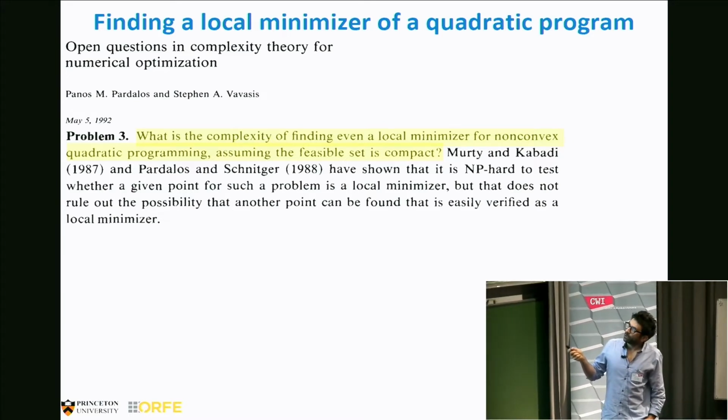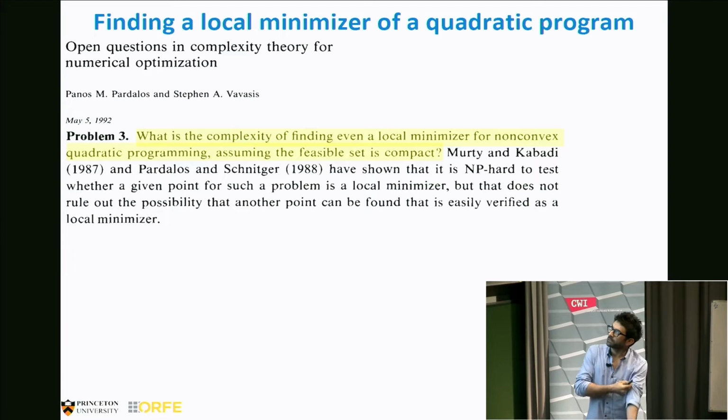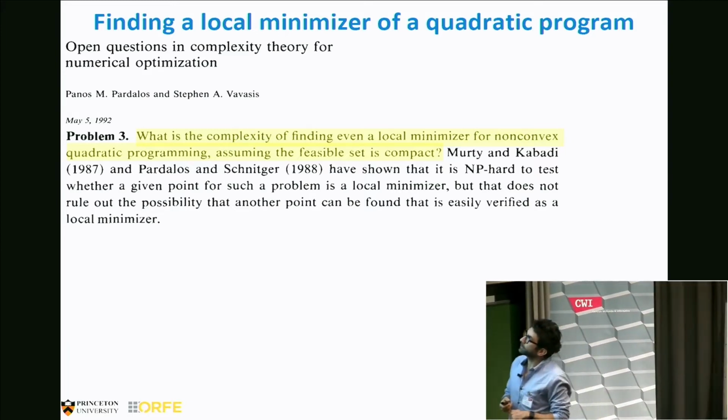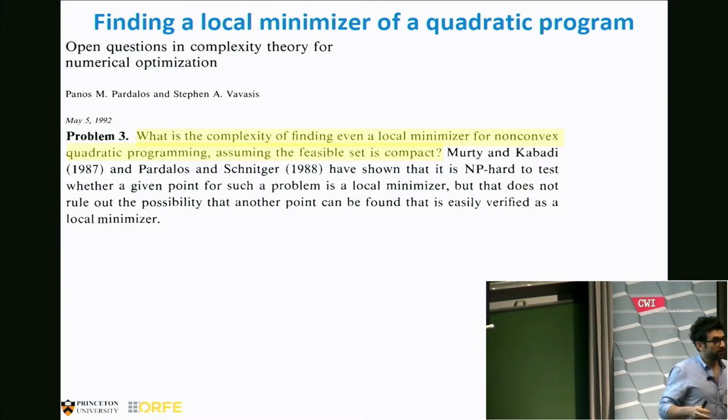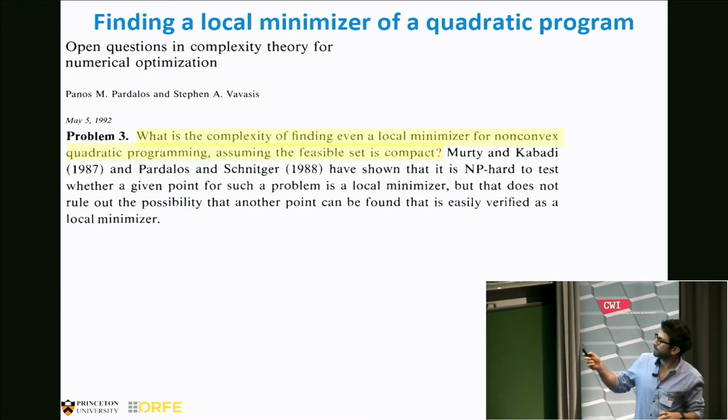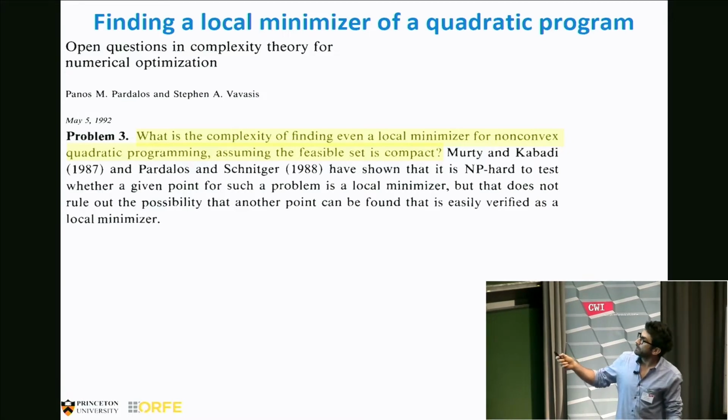Now I'm going to talk about why they want to assume the feasible set is compact on the next slide. But I do want to make a distinction in case some of you are familiar with the well-known result of Murthy and Kabadi that they also go on to explain.